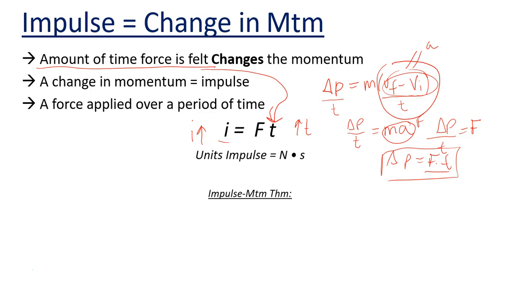I'm going to show you a couple more applications, but first I'm going to show you what is called the impulse momentum theorem. Basically, the change in momentum is equal to impulse. Since they're both the same thing, essentially, I'm going to set them equal to each other here. This is incredibly useful if you find something changing velocity and you need to find out how long the force was felt for, or how much force is felt. This is very helpful as another technique for finding force.